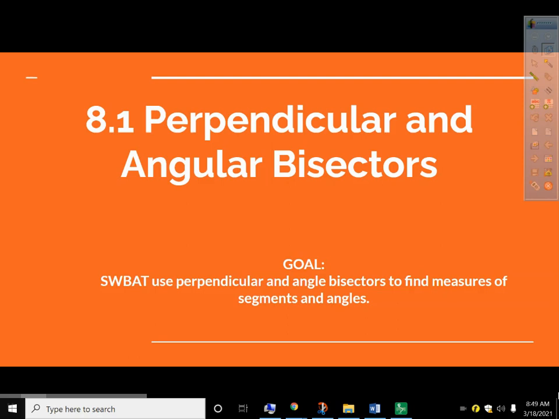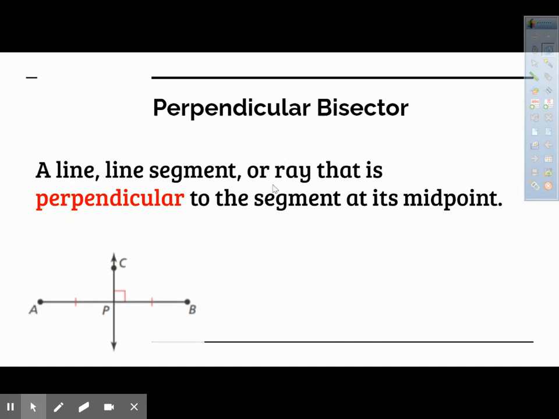That way maybe on Monday we can go ahead and get our assignment, or at least have our notes most of the way finished. It says students will be able to use perpendicular and angle bisectors to find measures of segments and angles. So we've discussed perpendicular and angle bisectors before, so this is first just a review of what each one is.